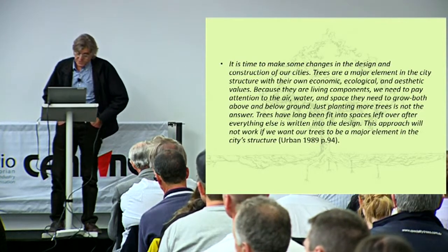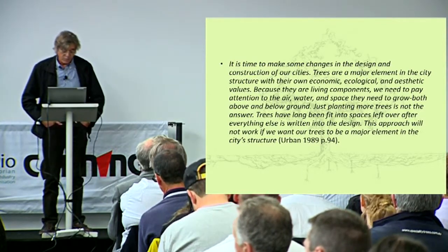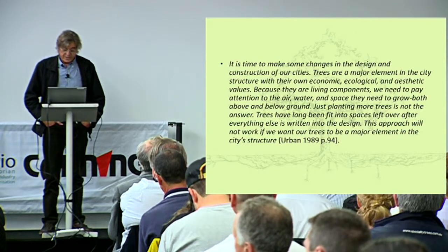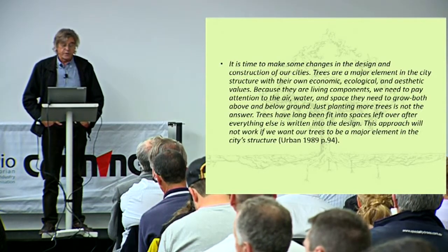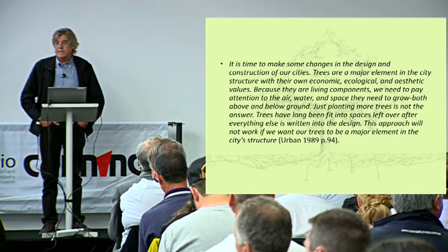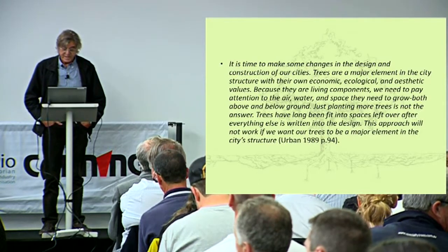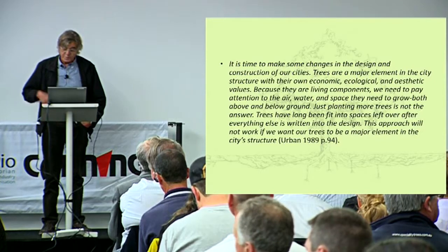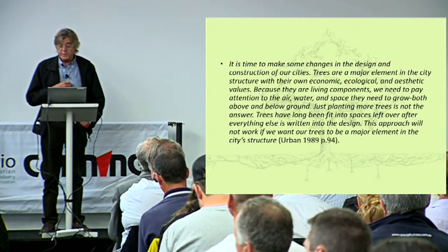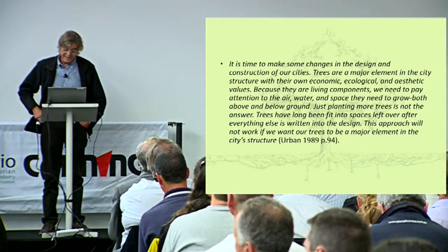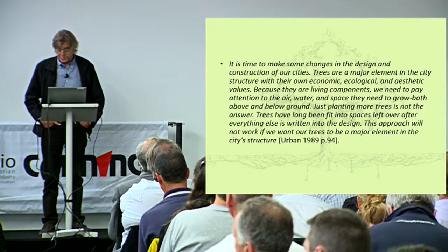I don't know if you can read this, but this quote summarises really what I'll be talking about today. This is by James Urban, who was mentioned earlier as a United States landscape architect, who is really an expert on trees in cities. So he's really saying that the way we've been designing cities and trying to accommodate trees in cities is wrong. We have to do something, we have to adopt a different approach.